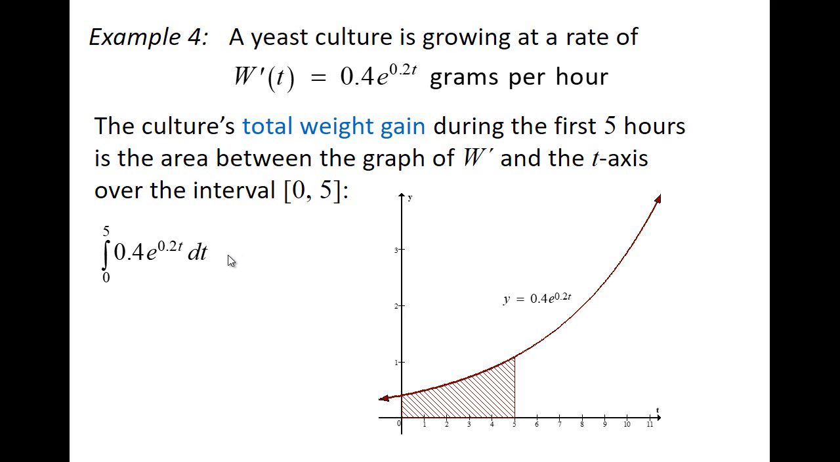in weight. If we integrate that, the antiderivative of this is 2 e to the 0.2 t. I'm not showing you the work here; you can do a u substitution. But this is the antiderivative here. Now you plug in 5 and 0, you get this, and that's 2 times (e minus 1). So that is the weight gain over the interval of time from 0 to 5.